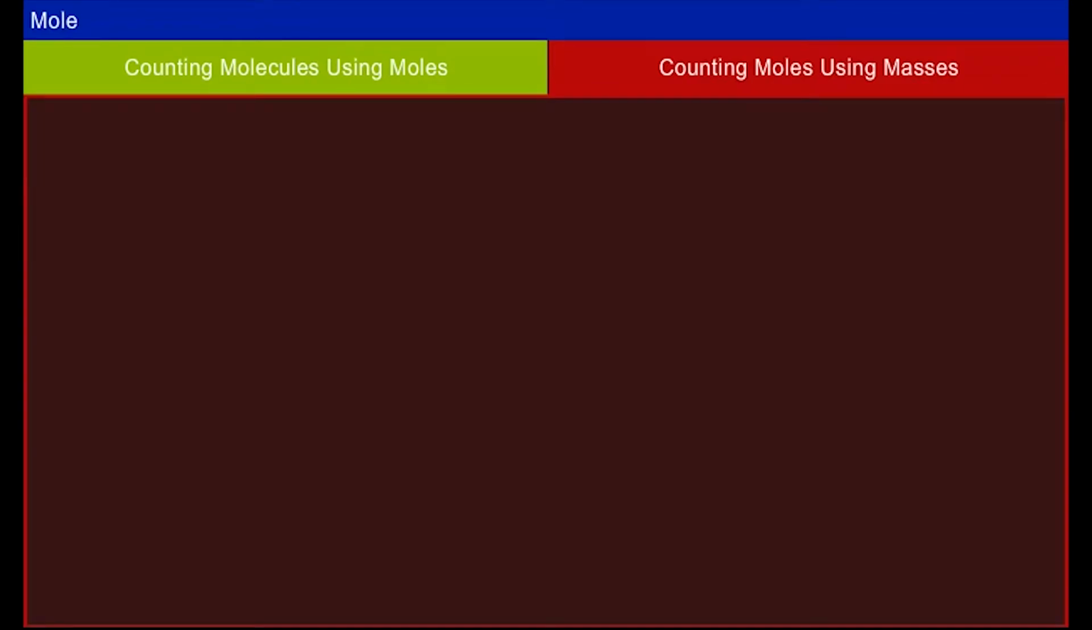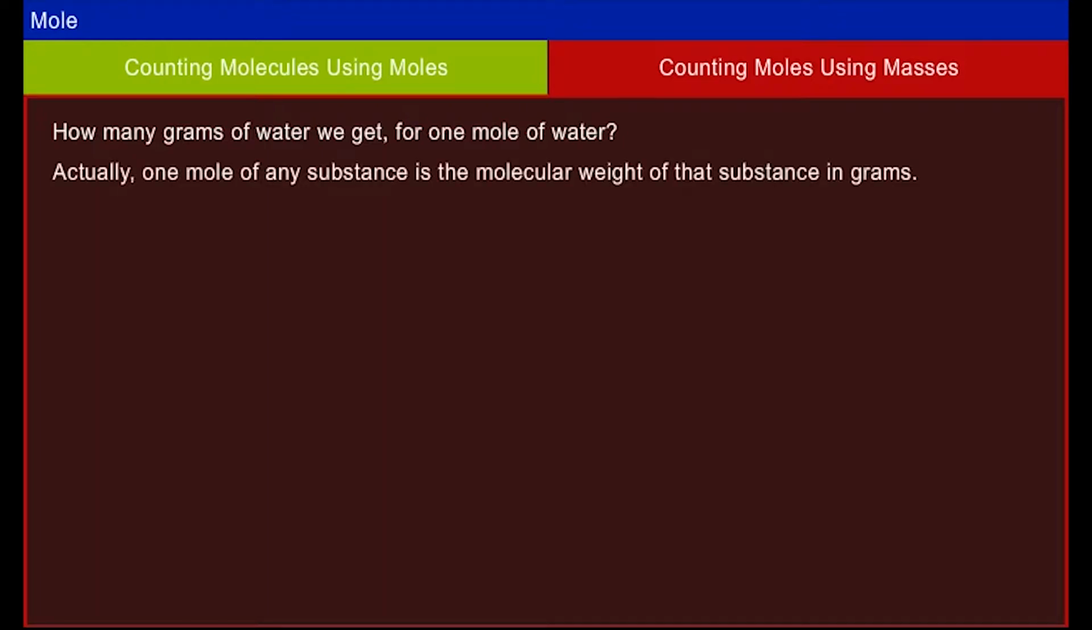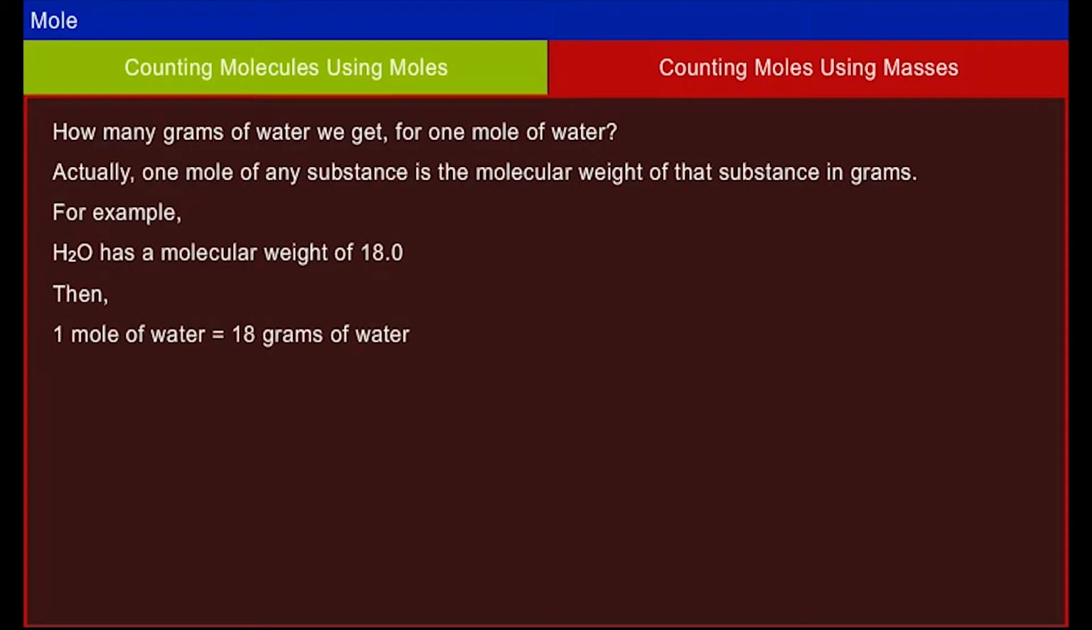Now let us see an example of how to count moles using masses. How many grams of water do we get for 1 mole of water? Actually, 1 mole of any substance is the molecular weight of that substance in grams. For example, H2O has a molecular weight of 18.0. Hence, 1 mole of water is equal to 18 grams of water.